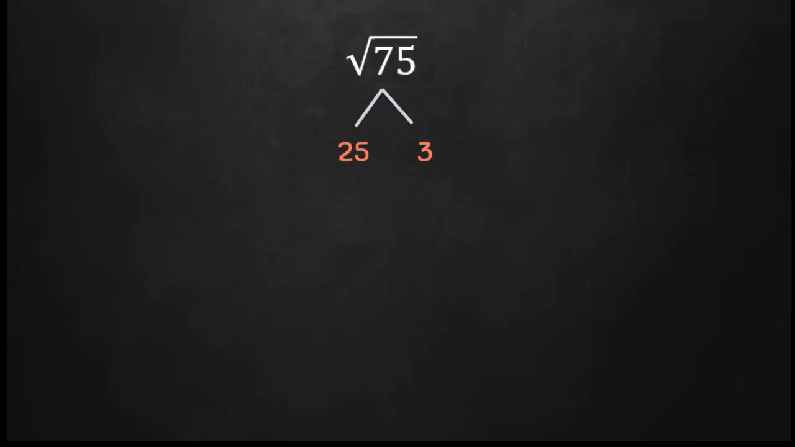I can get 25 and 3. Now I can simplify 25 more, 2 more factors, which are 5 and 5. Then you have to look for pairs of numbers. So I have one pair of 5, but the 3 does not have a pair.